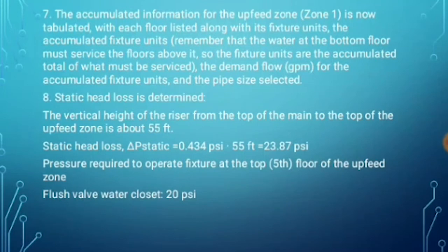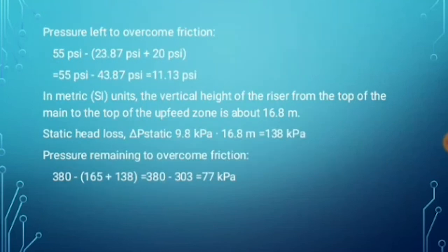The vertical height of the riser from the top of the main to the top of the upfeed zone is about 55 feet. Static head loss, change in pressure static, equals 0.43 psi times 55 feet, equals 23.87 psi. Pressure required to operate the fixture at the top fifth floor of the upfeed zone, flush valve, water closet, equals 20 psi. Pressure left to overcome friction.